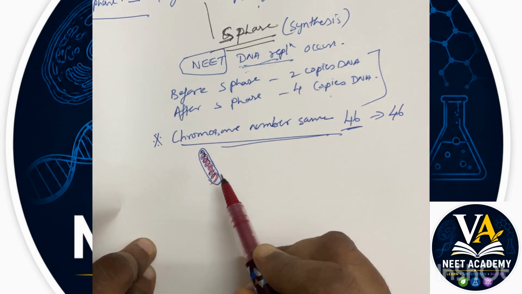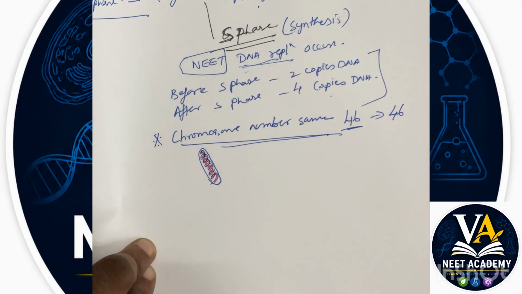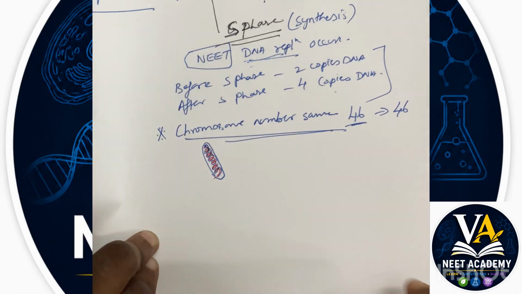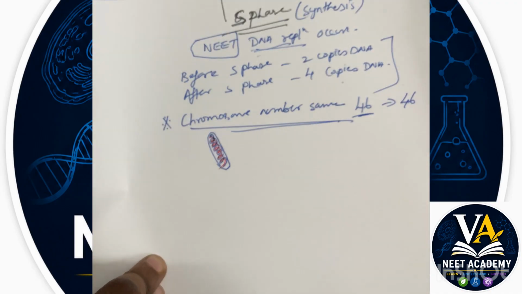Okay. So what is happening? The DNA is getting doubled, but the chromosome number is the same. Hope it's clear, right? So this is about the interphase, the S phase.